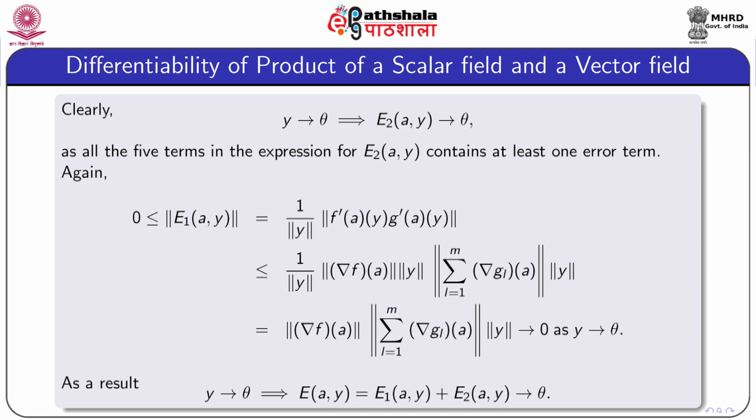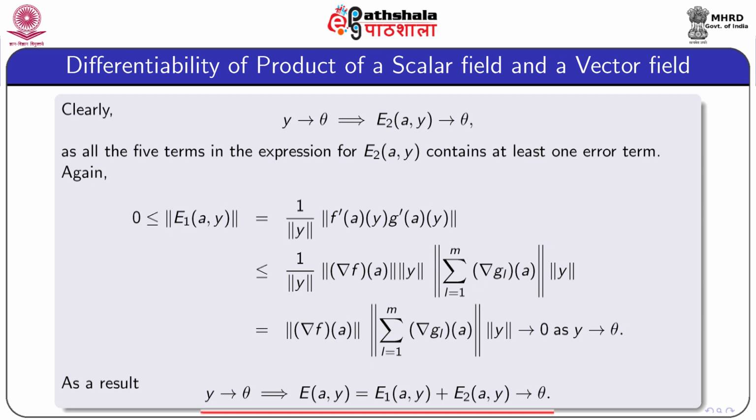So, we now look at E1. We have norm of E1(a,y), it must be non-negative. It equals 1 by norm y times norm of f'(a)(y) g'(a)(y). So, this is less than or equal to 1 by norm y, norm grad f(a) norm y, norm of summation l equal to 1 to m grad g_l(a) norm y. So, it equals norm of grad f(a) times norm of summation l equal to 1 to m grad g_l(a) times norm y. Clearly, as y tends to the 0 vector, this tends to 0.